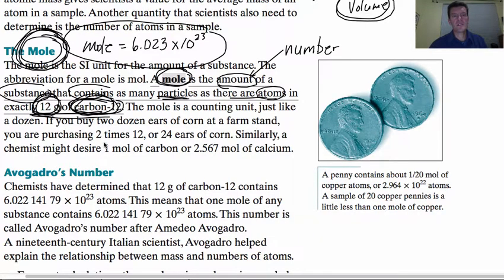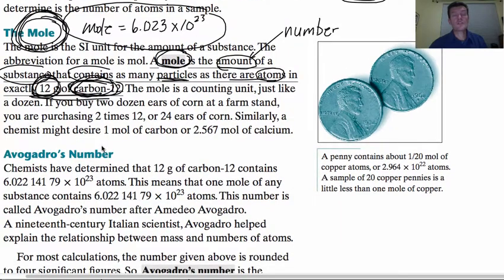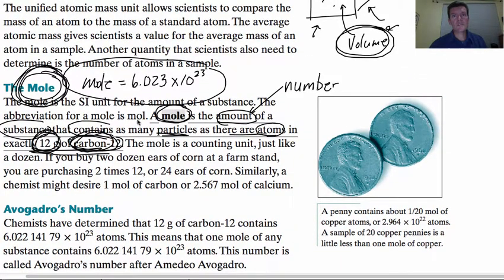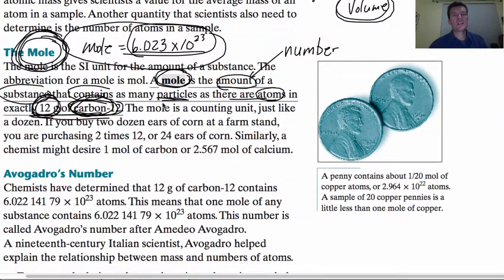Okay? So, if you have 2 moles of atoms, you're going to have 2 times 6.023 times 10 to the 23rd. If you've got 3 moles, you're going to have 3 times that number. If you have half a mole, you have half of that number. If you have a quarter of a mole, you're going to have a quarter of that number. So it's just a number to help us count how many particles we have.